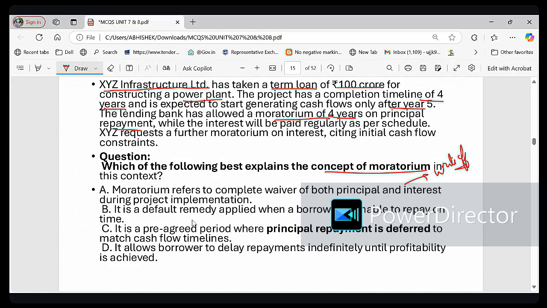Option B is saying remedy after a default. This is incorrect because a moratorium is pre-planned. It is not punishment, right? It is a grace period.